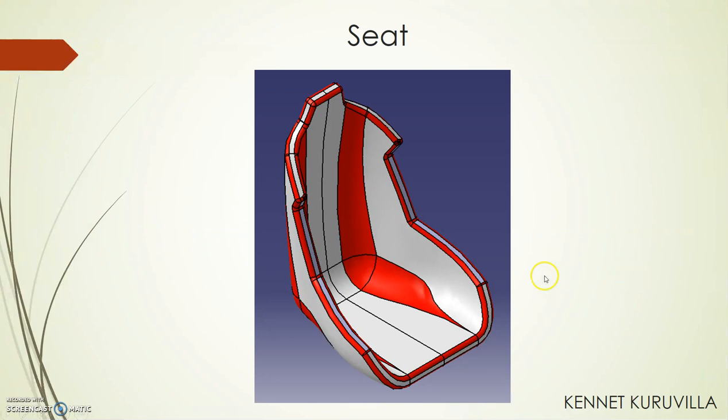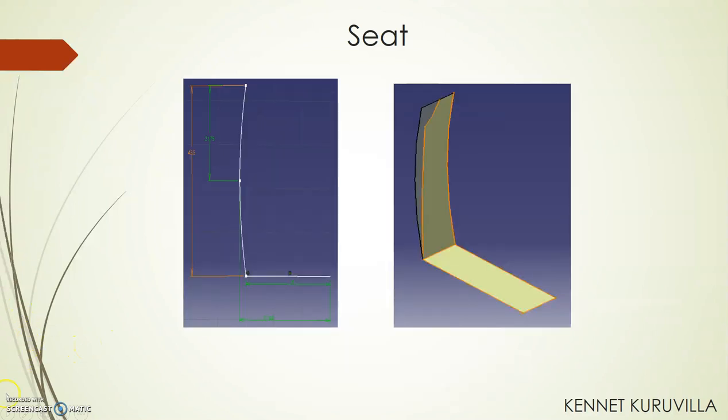I will begin by discussing one of the more complex parts that I had to design for this project, which was the car seat. So there were many complexities that went into the designing of this part, and I will go through the steps that I took to model the part. So I began by creating a profile sketch and extruding it in generative shape design.